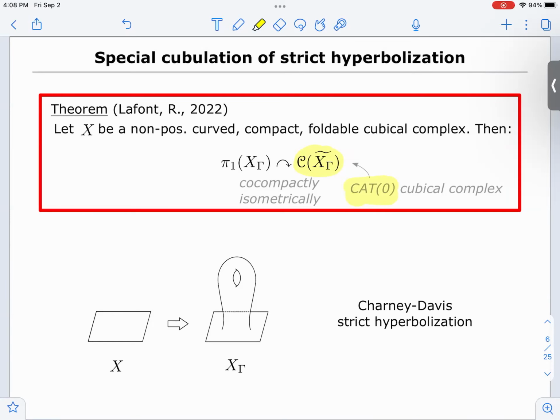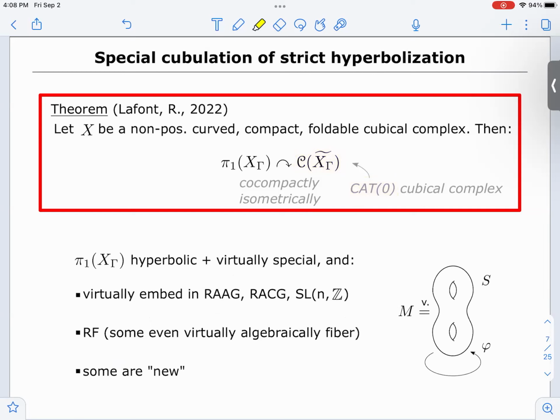I think many people in the audience have seen some versions of groups acting on CAT(0) cubical complexes. Let me say what we get out of that. We get this condition of being virtually special. That's one of those properties that if you know, you know. Otherwise, I'm not going to give the definition in my talk because I'm not really interested in the definition. I'm more interested in what you get out of that. Why would you care that you have some groups that are special?